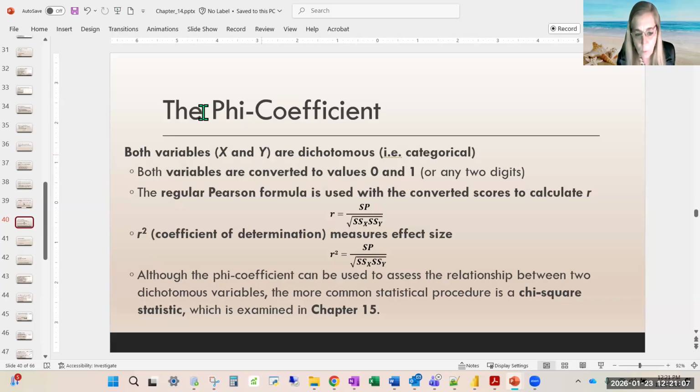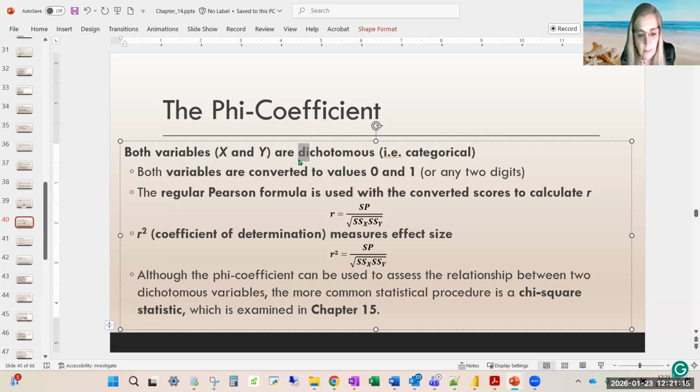All right, here both variables X and Y in this test are dichotomous, right? So they both have two categories. Remember, di stands for two. All right, so both variables would be converted to values of 0 and 1. The regular Pearson formula is used with the converted scores to calculate R. Then the R squared coefficient of determination measures effect size.